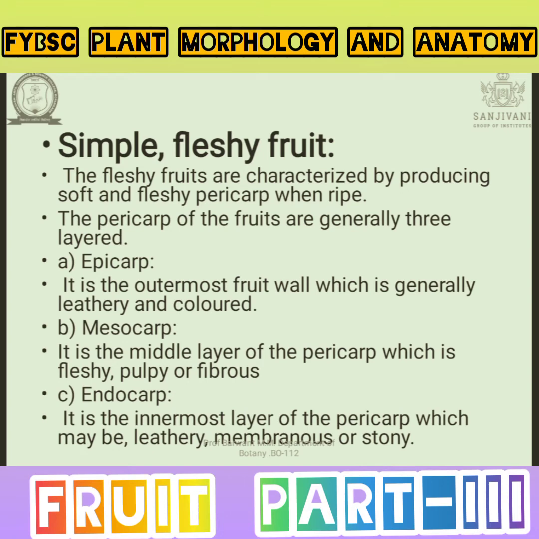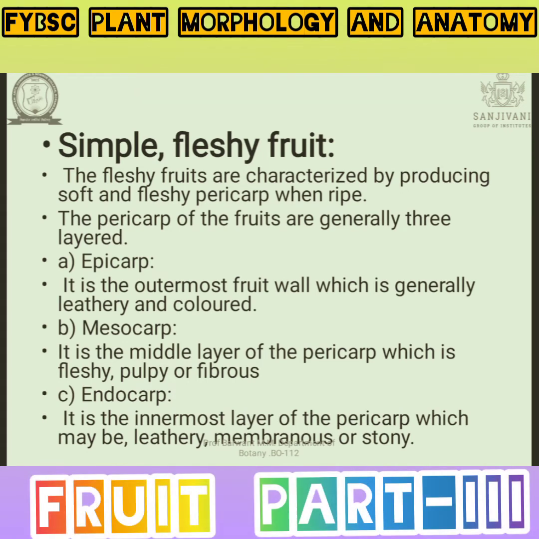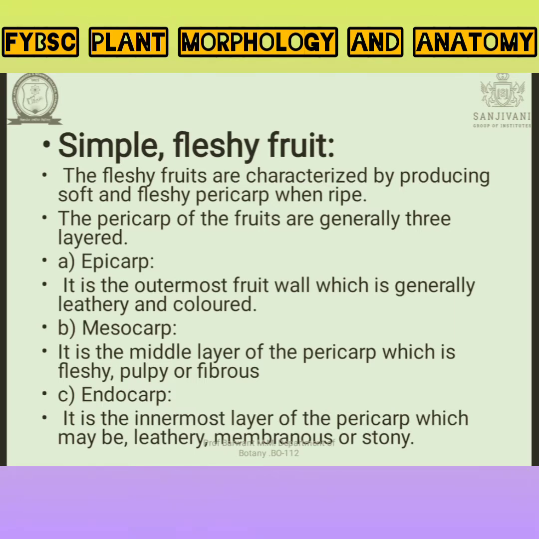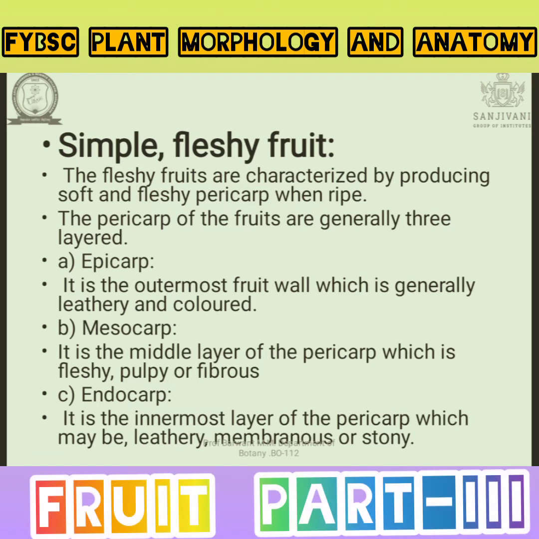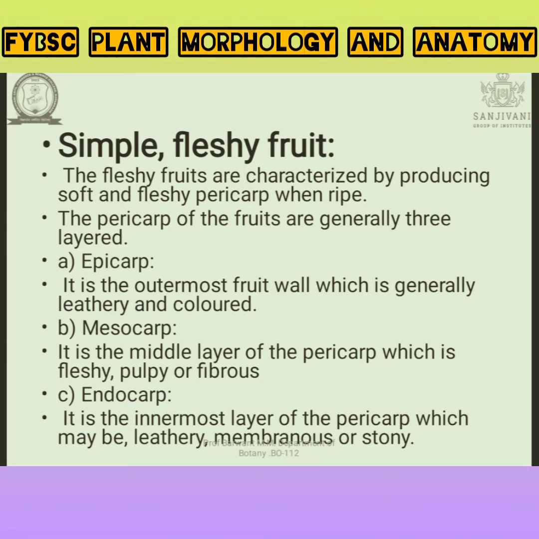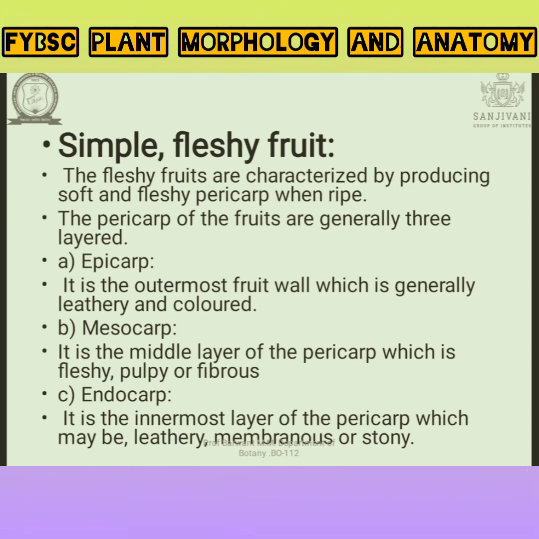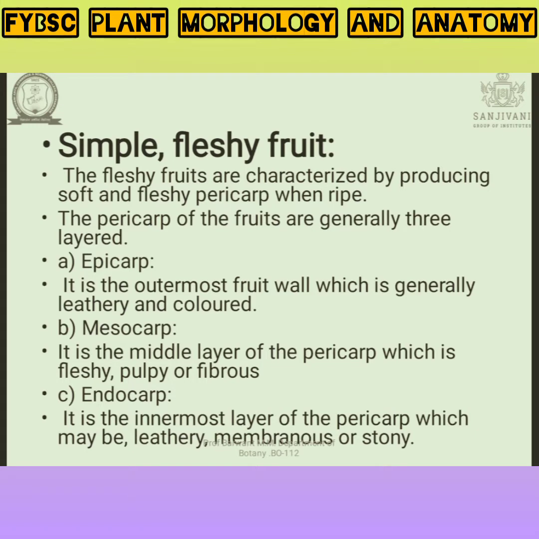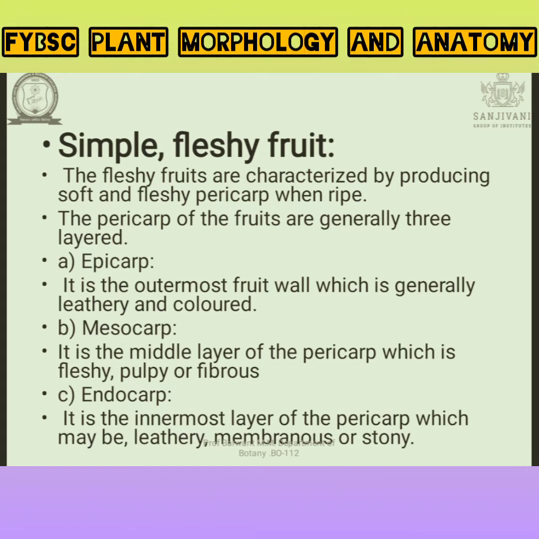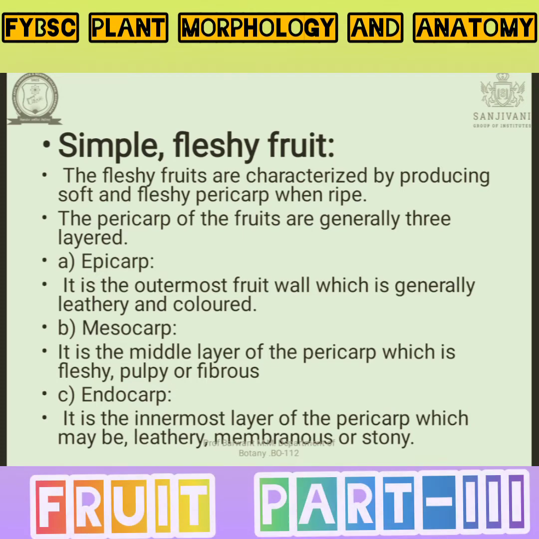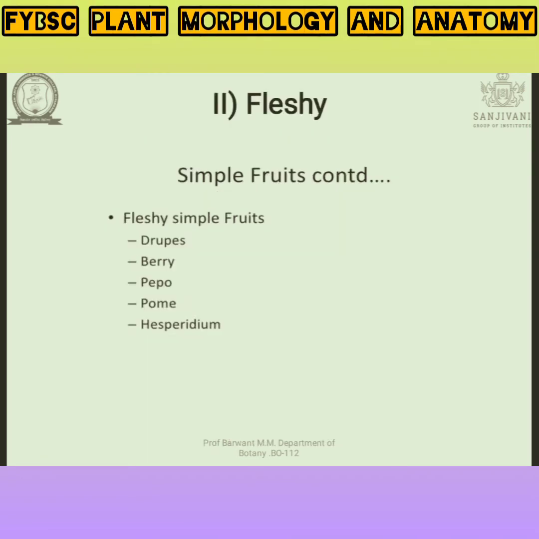That is the structure. If you understand these three layers of the pericarp, then the fleshy fruit types we can easily remember and understand. Epicarp has only one character: leathery or colored structure. Mesocarp is fleshy or fibrous. Then endocarp is stony, membranous, or leathery. These three points we have to remember for each layer of the pericarp.